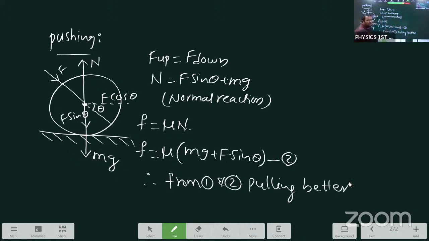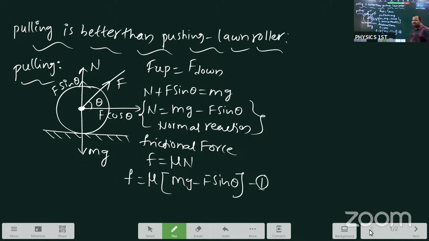This is the lawn roller question, student. 3-star question, most important for upcoming supplementary examination. First question, why is pulling preferred over pushing in the case of a lawn roller? We are writing the heading: pulling is better than pushing in the case of lawn roller.